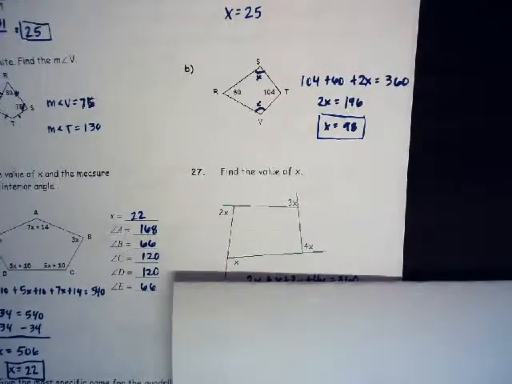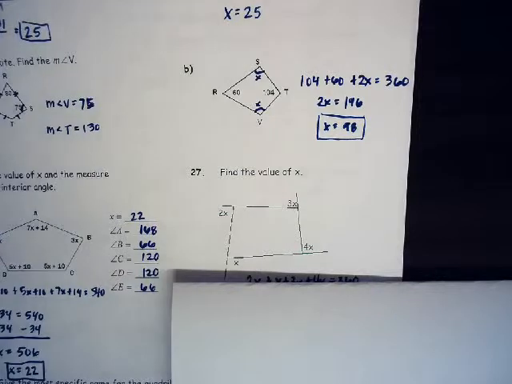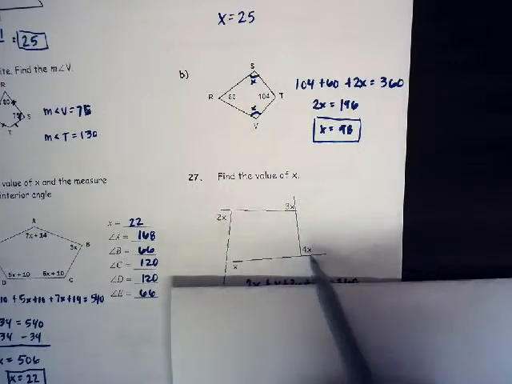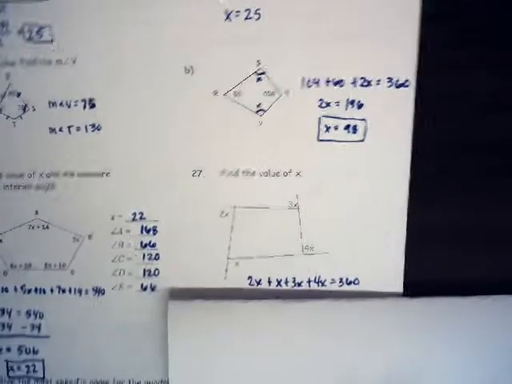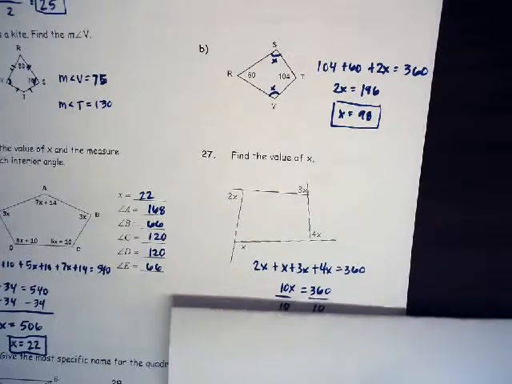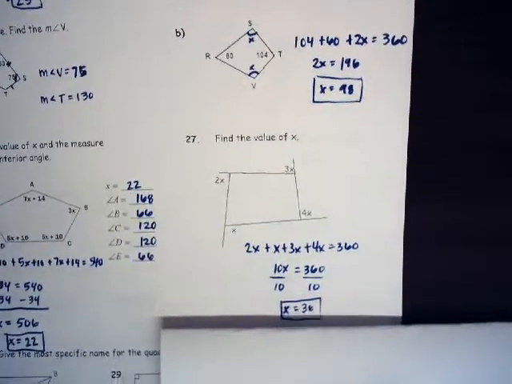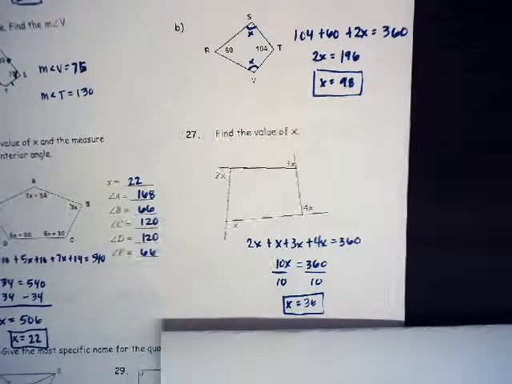Okay, find the value of x. So these are all exterior angles. The sum of the exterior angles of any polygon is 360. So I have x plus 2x plus 3x plus 4x equals 360. So 10x equals 360. Divide both sides by 10 and I get 36.